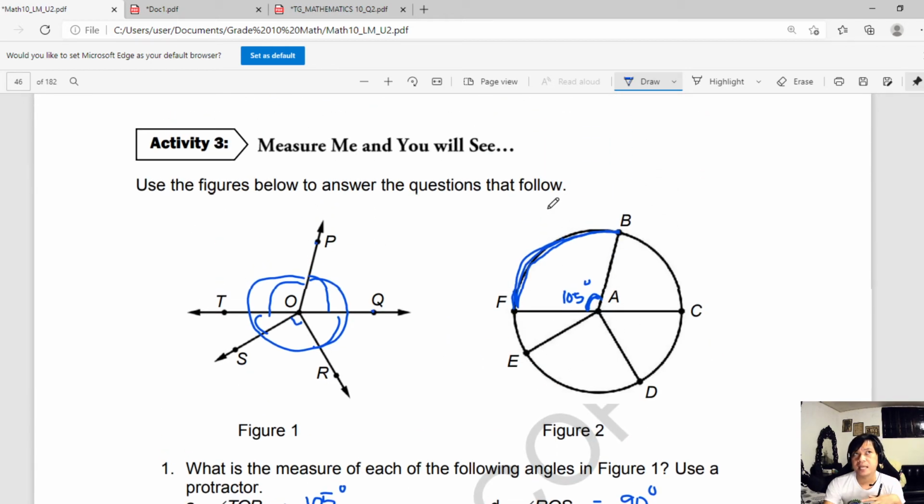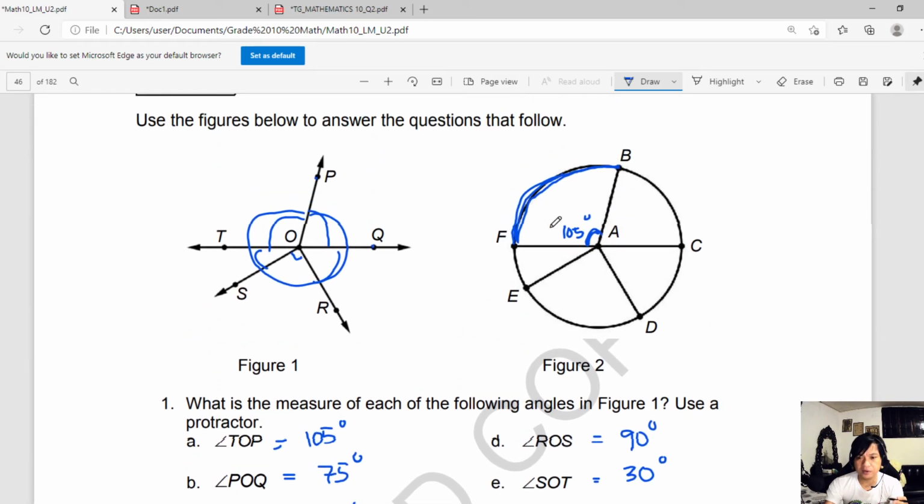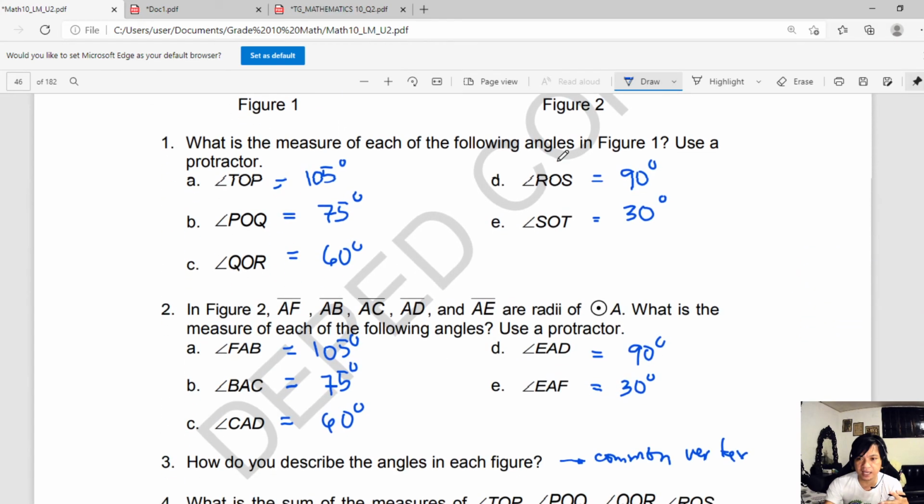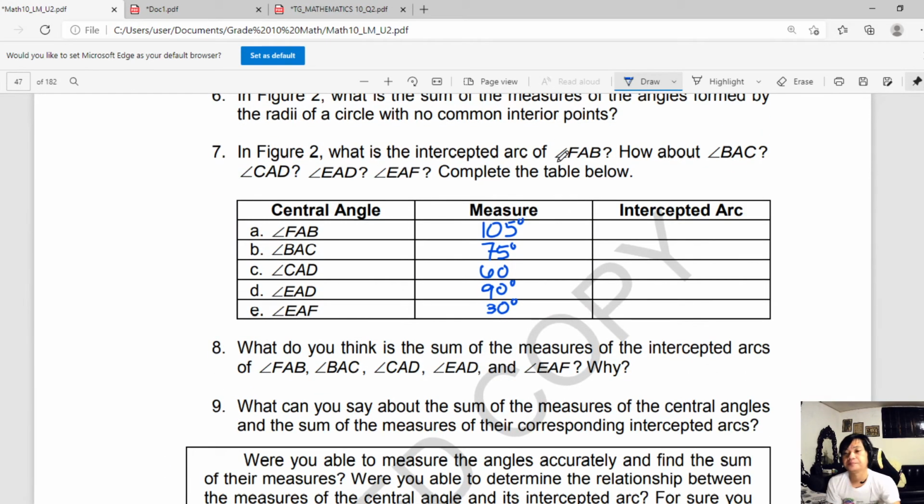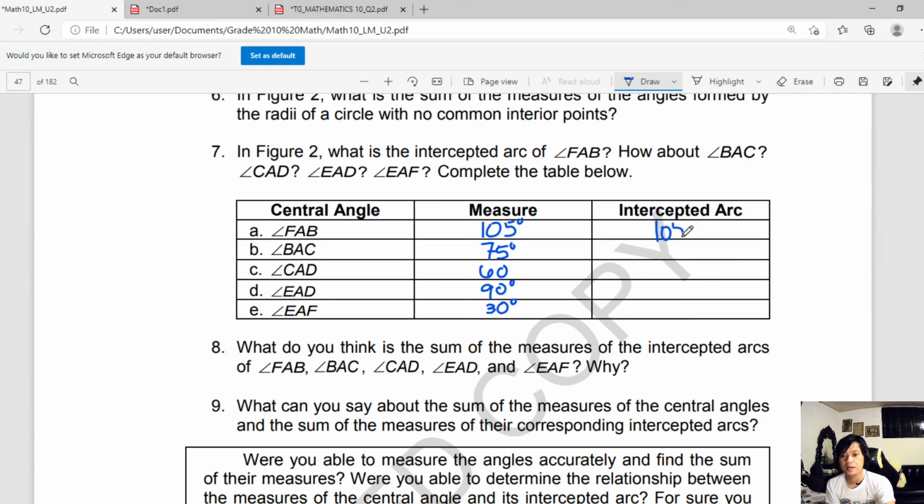So, when we deal with central angles, malalaman natin yung connection ng central angle pati intercepted arc. But we know that this one, itong measure nito, angle na to, pati intercepted arc niya is the same. Lagay natin dito 105 degrees, 75 degrees, 60 degrees, 90 degrees, and 30 degrees.